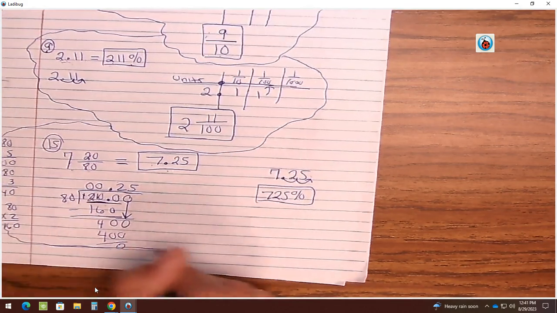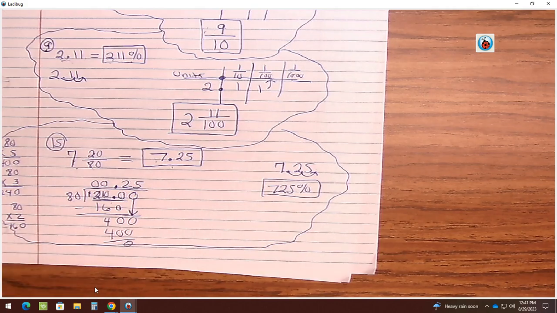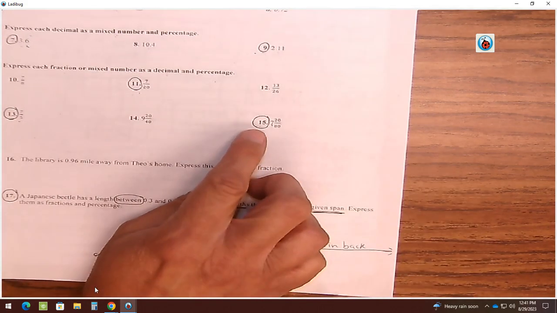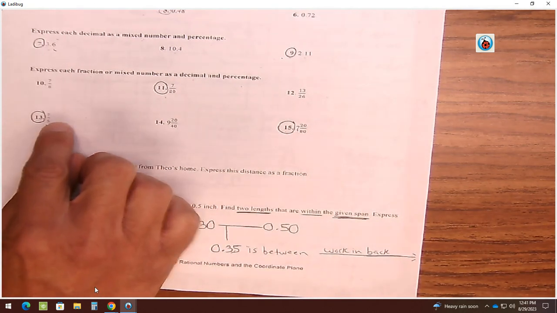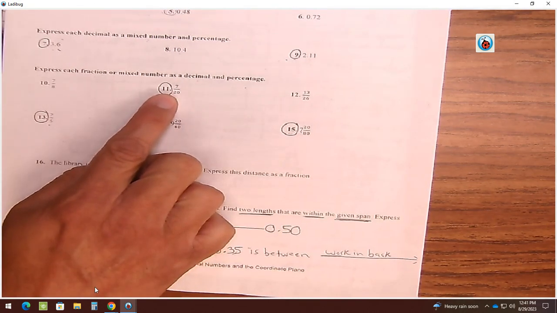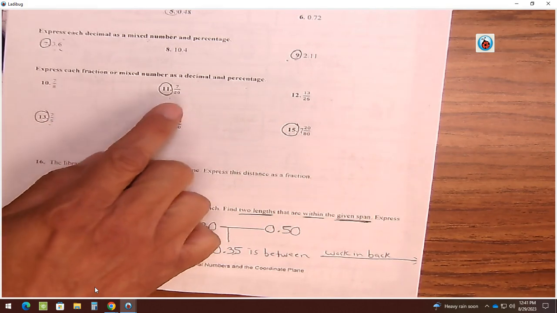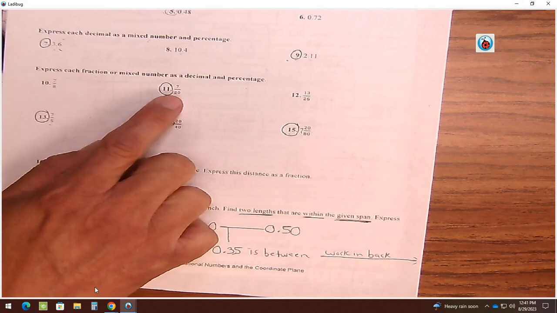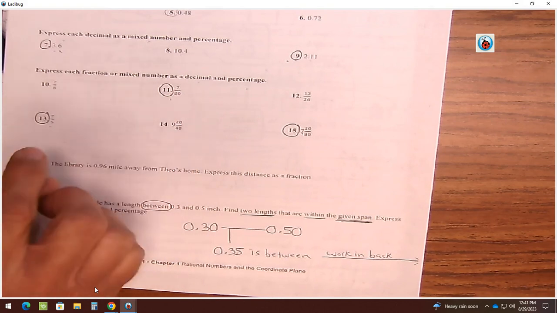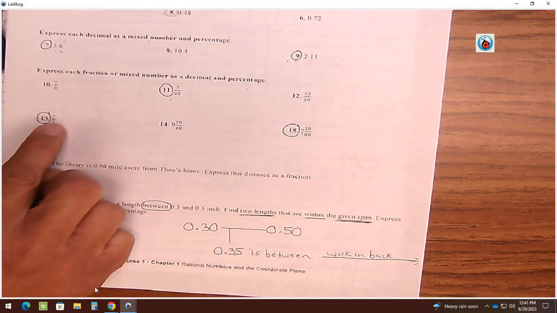You would bubble. And there's number 15. Now the way I did number 15, that's how we're going to do number 11 and 13. You divide bottom out. You divide bottom out. Now since this is a proper fraction, you will have no holes, 0. This is improper, you will have holes.